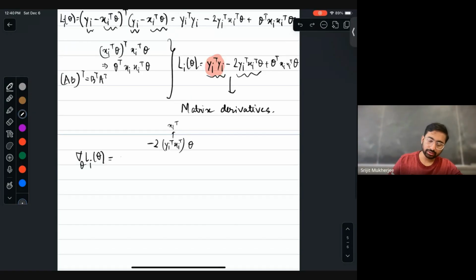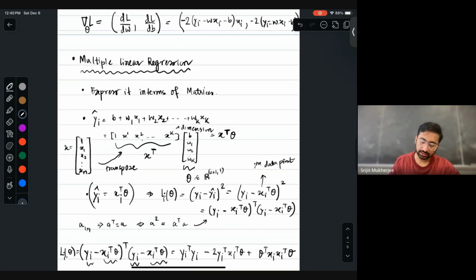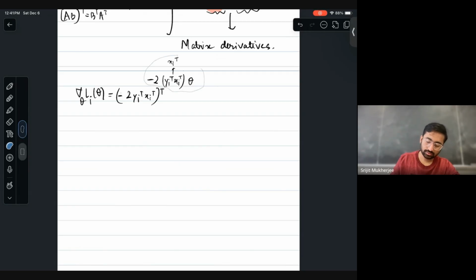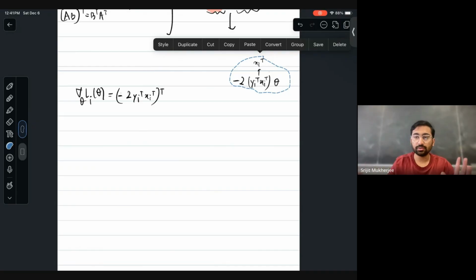So you have to make sure. If you just say that it will be minus 2 yi transpose xi transpose, because it's just a constant of this, it will be wrong, because if you remember, xi transpose is 1 comma k plus 1 dimension. So you have to take a transpose of that to make the dimension similar to theta. So it will be another transpose of that. Did you understand this, guys? You understand the idea of what I'm saying?